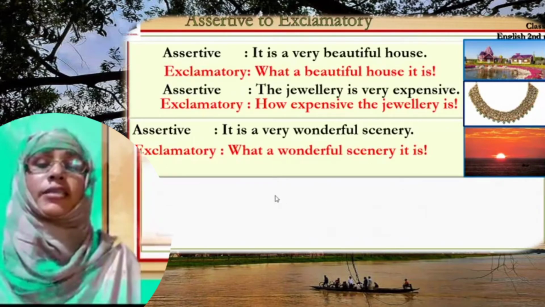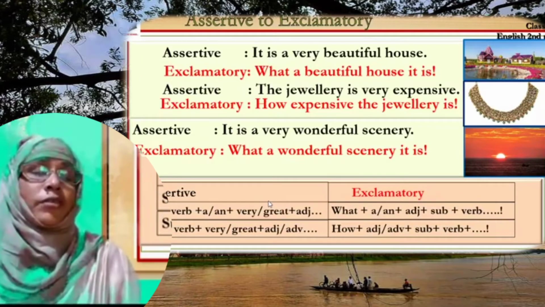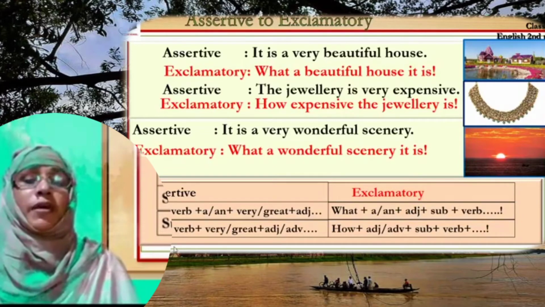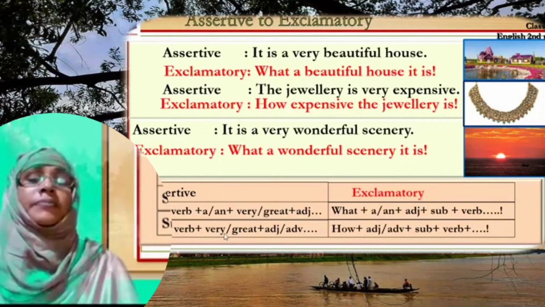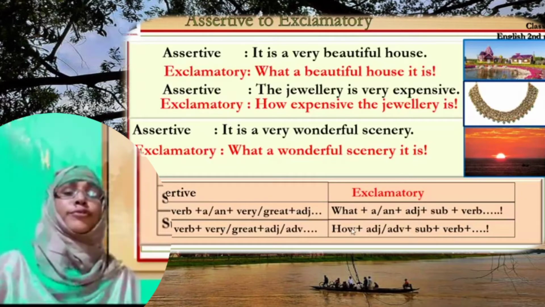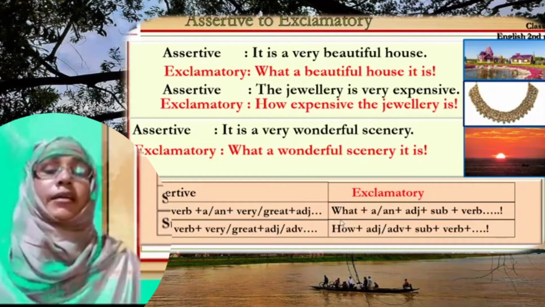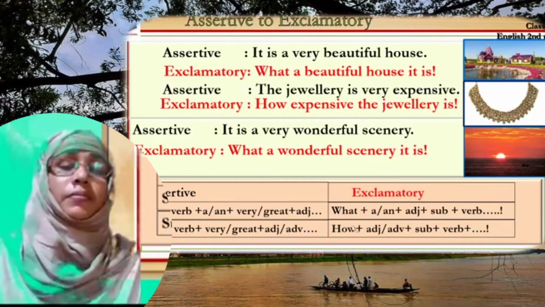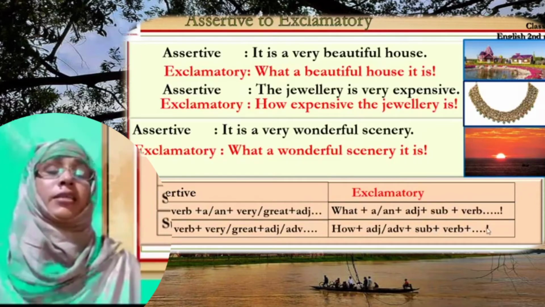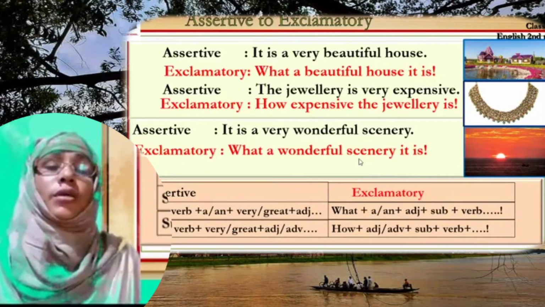So আমরা যদি assertive থেকে exclamatory করি, তাহলে স্ট্রাকচারটা কি দাঁড়াচ্ছে: subject verb a/an এবং very, great অথবা adjective থাকলে exclamatory তে হবে what a/an adjective then subject verb। আর যদি a বা an না থাকে, very, great, adjective বা adverb হতে পারে, যেমন how sweetly she sings, how fast it grows। এখানে adverb ব্যবহার করা হয়েছে। সেক্ষেত্রে how এর পরে adjective বা adverb দিব, then subject verb, then others যদি কোনো extension থাকে। At the end of the sentence we have to put an exclamation mark.